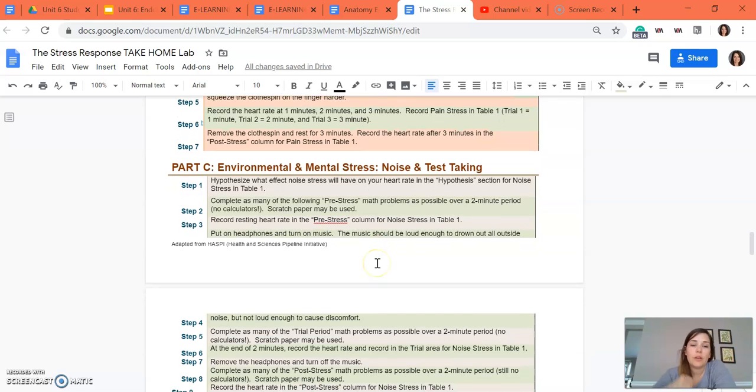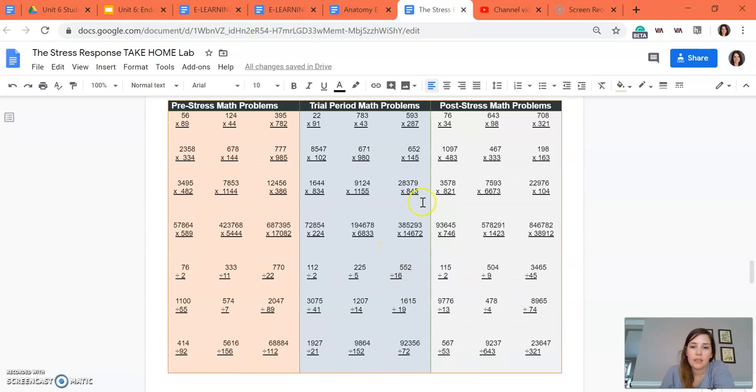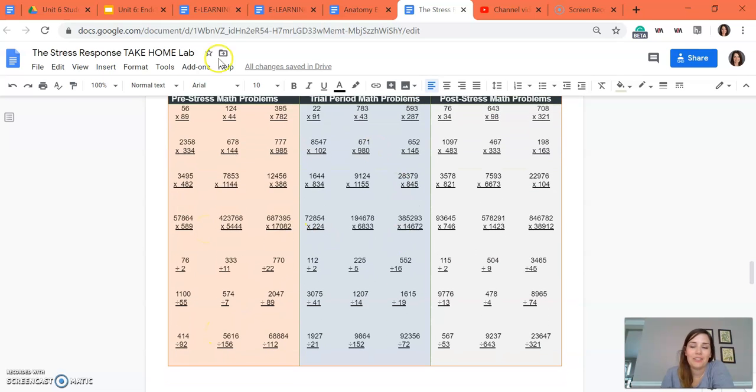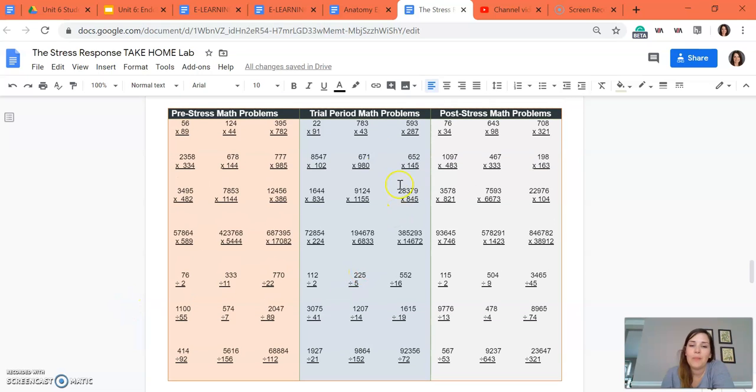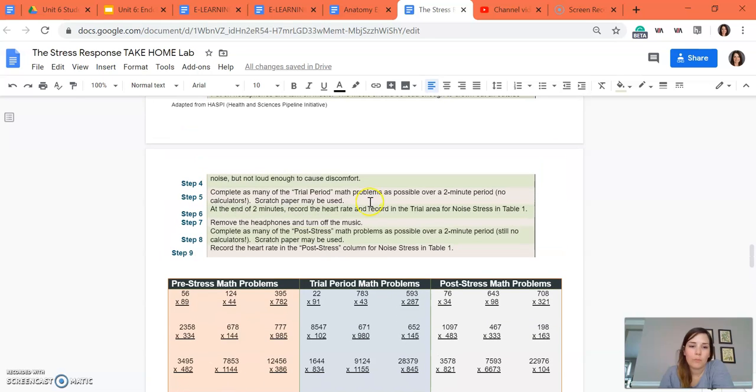Part C, you're going to record your heart rate for environmental and mental stress. What you're going to do, you're going to take this multiplication test. So pre-stress math problems without any environmental stressors. And I know already looking at this might stress you out. The trial period math problems are here in this column. And then the post-stress math problems are here. If you don't have a printer at home or you can't print this out, you can just do this on a separate sheet of paper. And then just try to see how many you can get through.